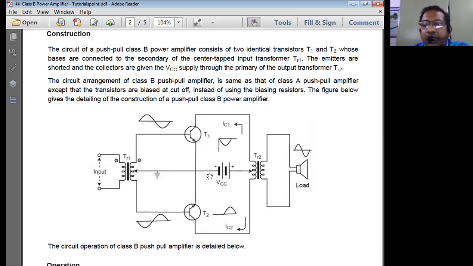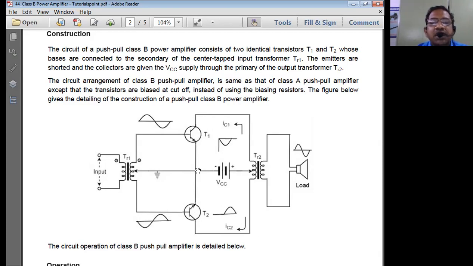But the thing is that when T1 is on, T2 should be in the off condition. When T2 is on, T1 should be in the off condition. Thereby, the complete input cycle is going to get transmitted to the output terminals. Because of transformer action, the input AC is coupled to the secondary of the transformer. Thereby, we are going to get the output at the load. So it is exactly the same as the transformer coupling under consideration.